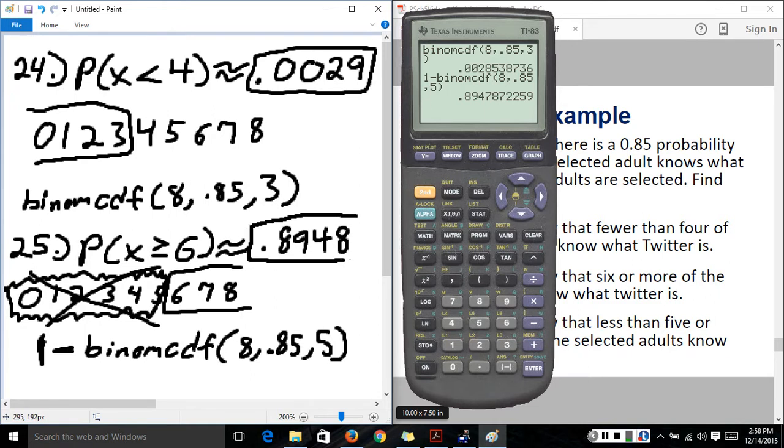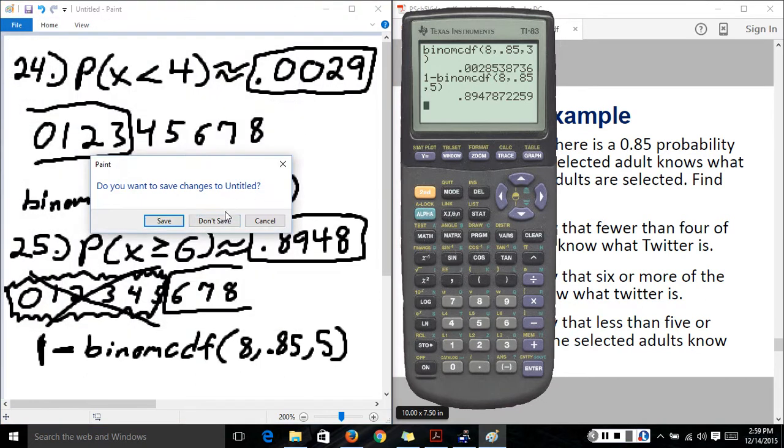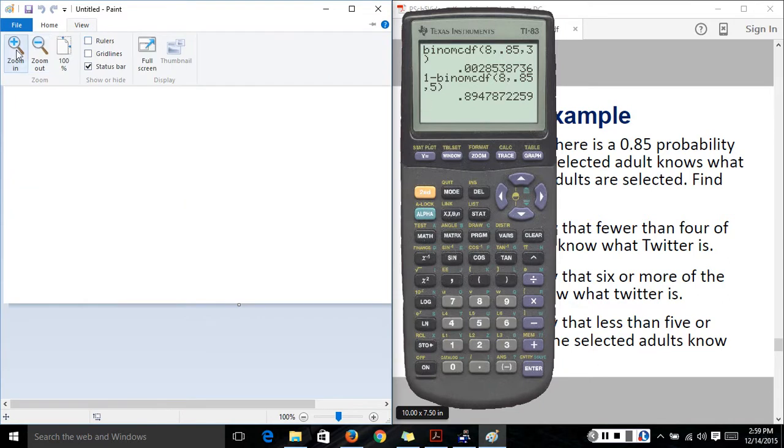So there's a 0.8948 chance or probability that 6, 7, or 8 out of these 8 people will know what Twitter is. I can use the binomial CDF and subtracting from 1 as the complement rule to get the probabilities in less steps. Let's do another one.